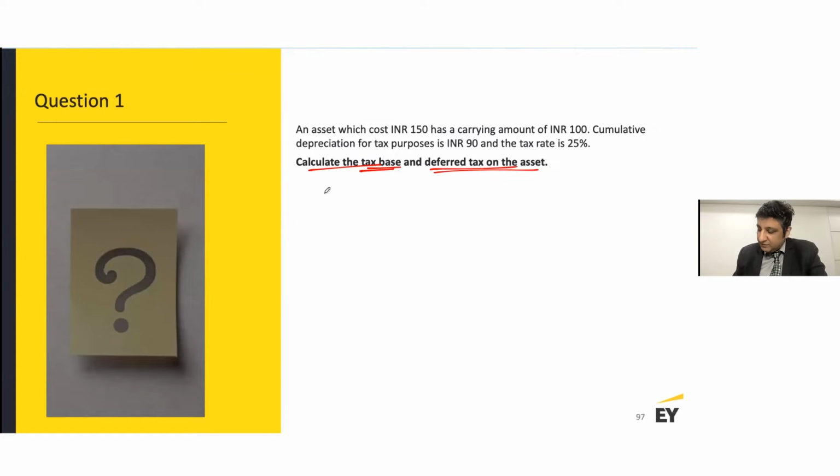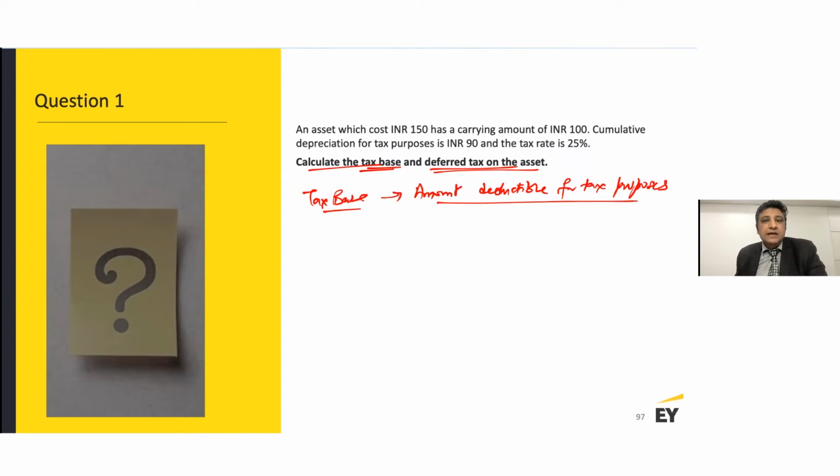We refer to the tax base as the amount deductible for tax purposes, right? That's a plain definition of a tax base for an asset, which is an amount that is deductible for tax purposes is the tax base for the particular asset.